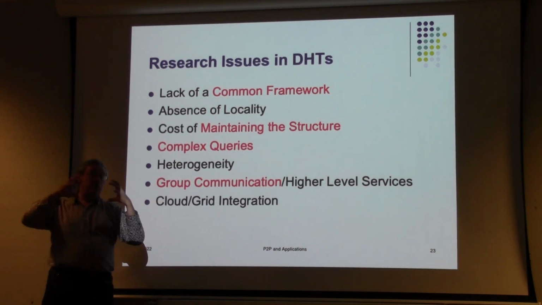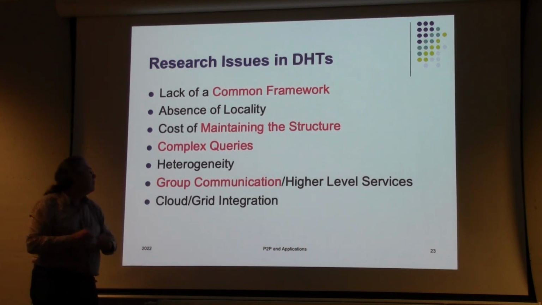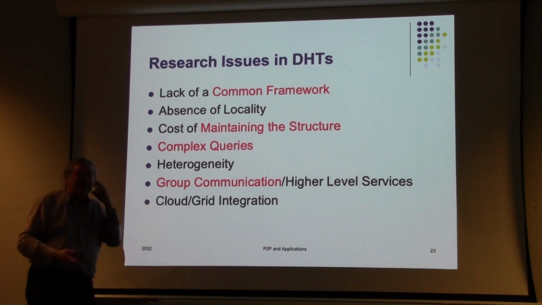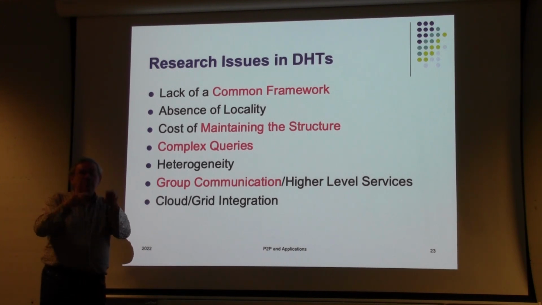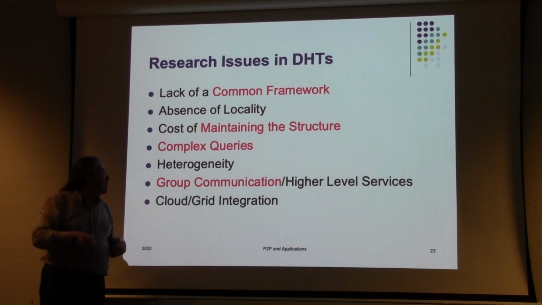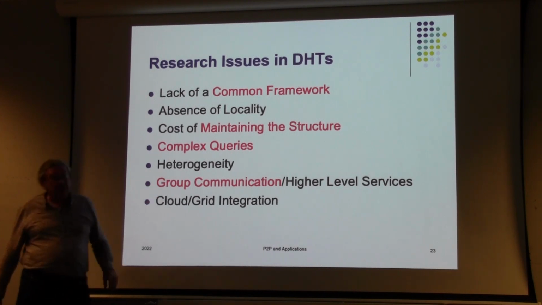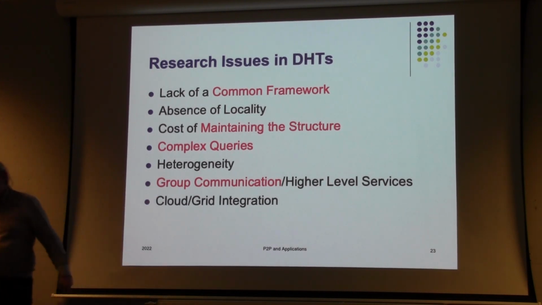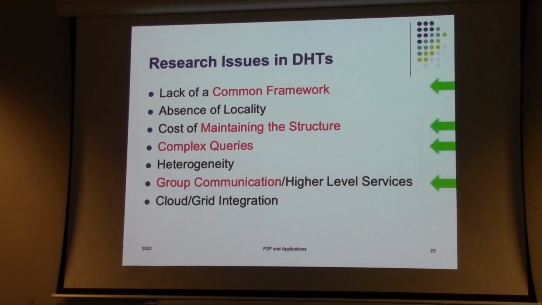Heterogeneity. If some nodes are very big and some nodes are very small, then you have to change. Maybe put many links on the big nodes, but I won't talk about that. So only talk about the 4 red things. That's all I want to talk about.